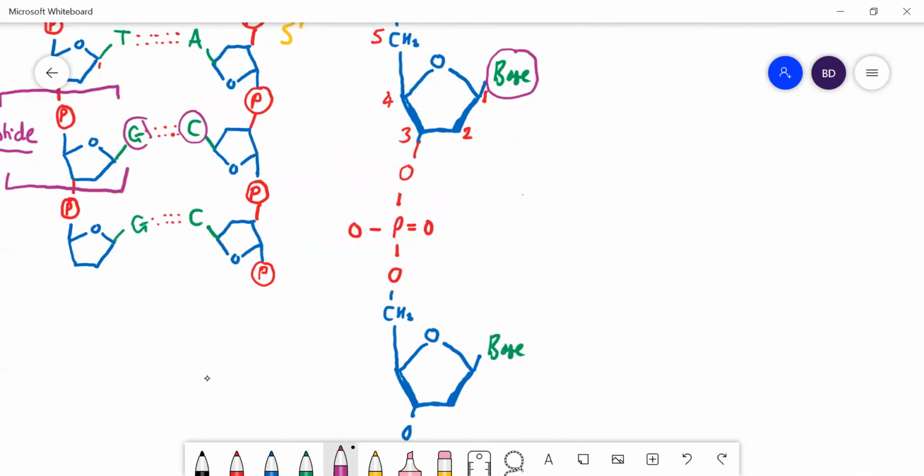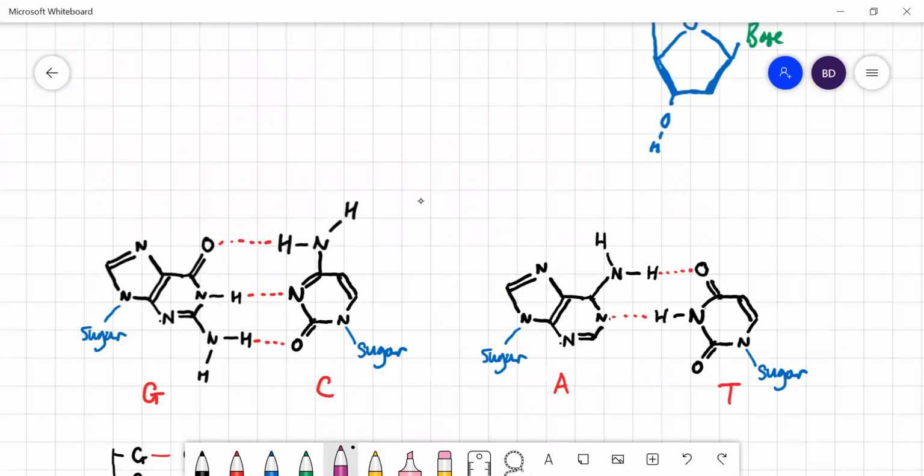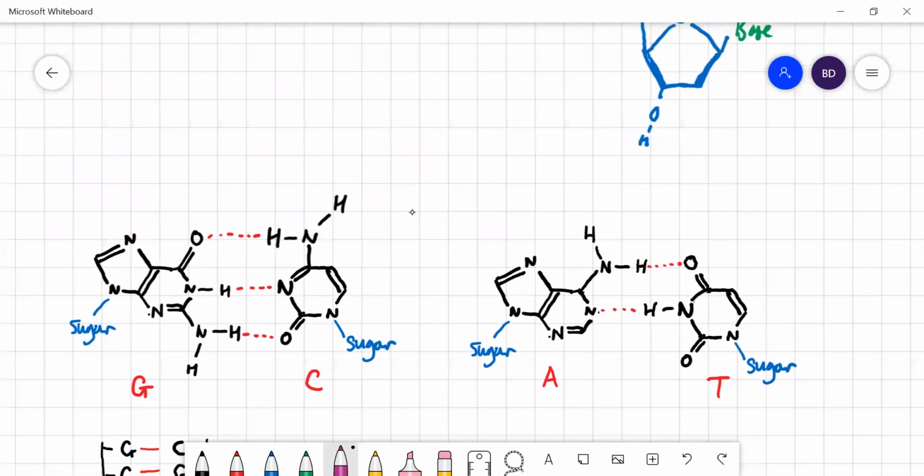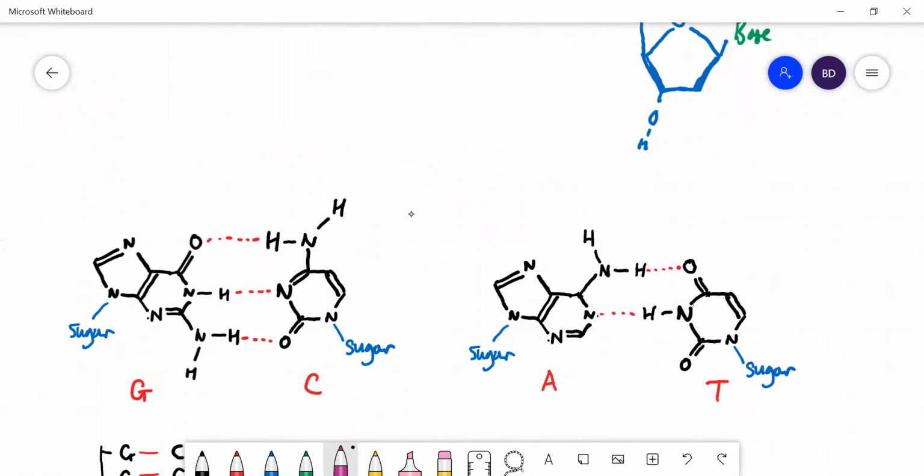So let's have a look now at how the base pairing works. So we've got them down here. Now don't worry too much, you'll obviously never be asked to draw these, but you'll probably see them in textbooks, and it's just important to understand what's going on here. So let's have a look at guanine. You can see this is guanine, and it's attached to the sugar by that nitrogen atom there.